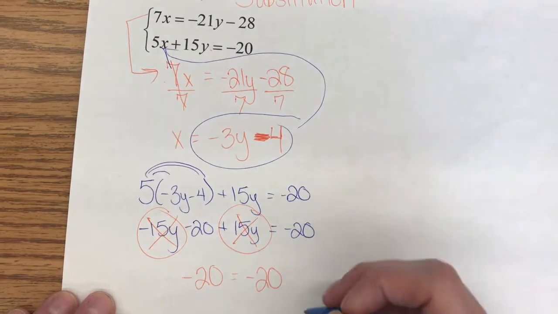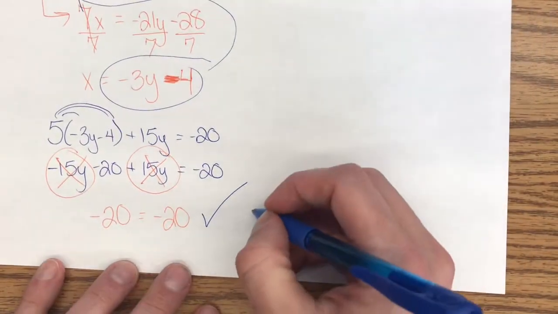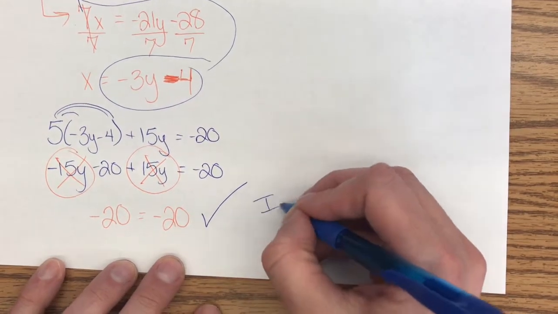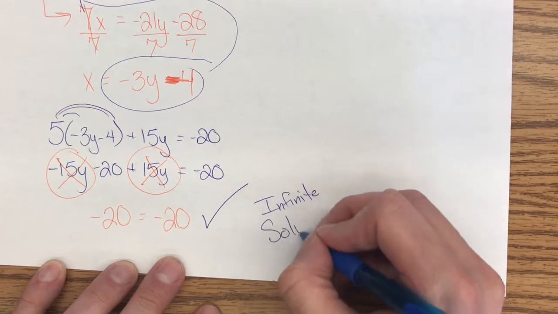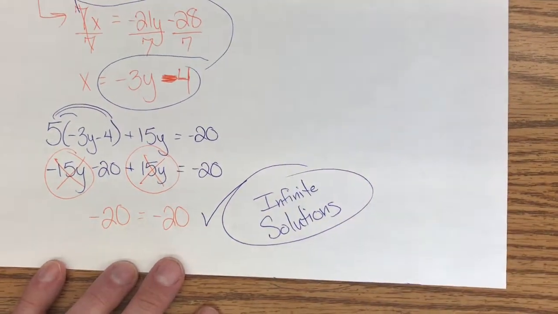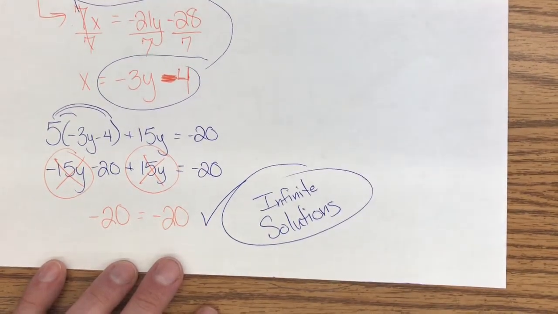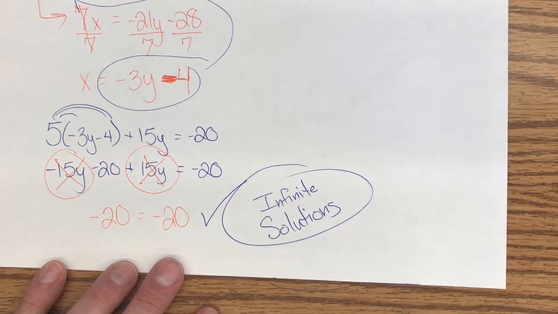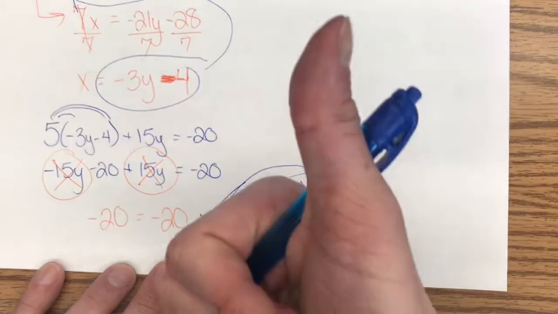If my variables disappear and I'm left with a true statement, we don't have just one solution. We have a whole bunch of them. And in math, when we say a whole bunch, we say infinite. So in this case, I have infinite solutions because my variables disappeared and I was left with a true statement. Again, if my variables disappeared and I was left with something like 10 equals 20, then I would say no solution. All right, boom, done.